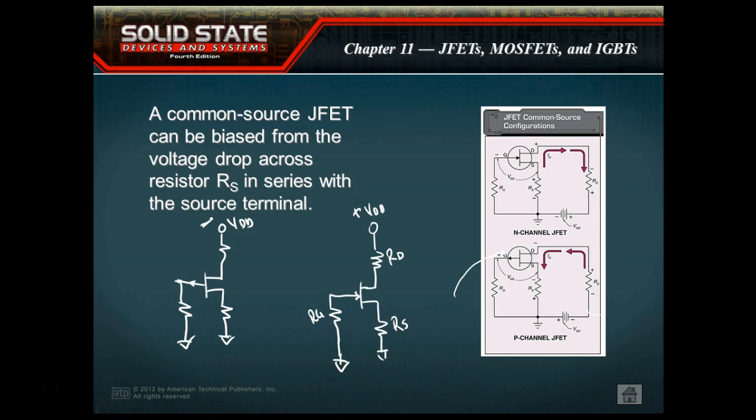We can actually do this a little differently in that we could use a positive VEE voltage and bias a PNP transistor, or vice versa.